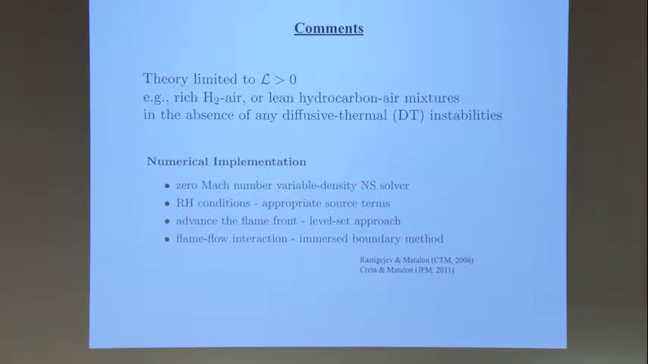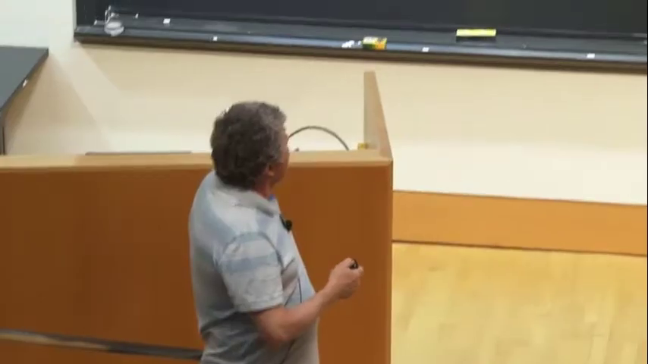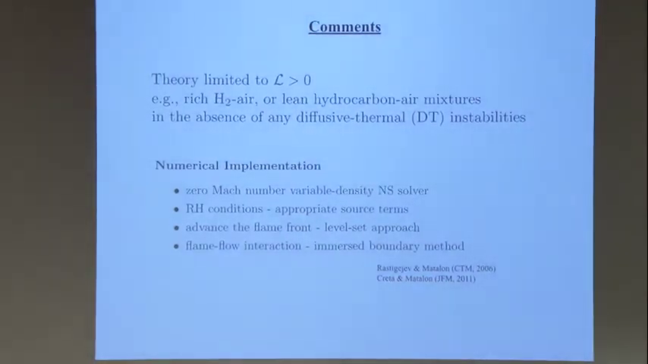This just gives you the key idea of how it was implemented. Zero Mach number, variable density, Navier-Stokes solver, Rankine-Hugoniot conditions satisfied by appropriate source terms. We advance the flame front using a level set, and we use the idea of immersed boundary to carefully compute the flame-flow interaction. It's not very easy to evaluate the value of V just ahead of the flame, because the normal velocity, as we have learned this week, jumps by a big factor, and so if you just try to interpolate to get the value, you get lots of bad things in your computation, in particular oscillations. So we have to do careful things.